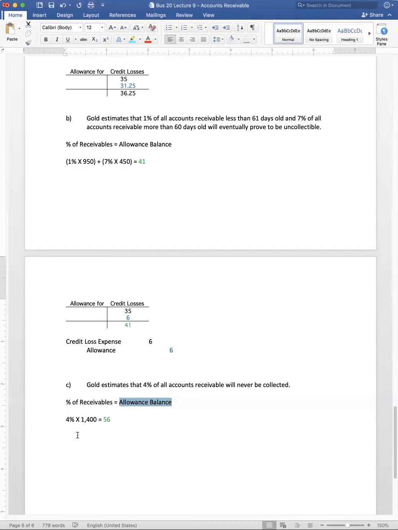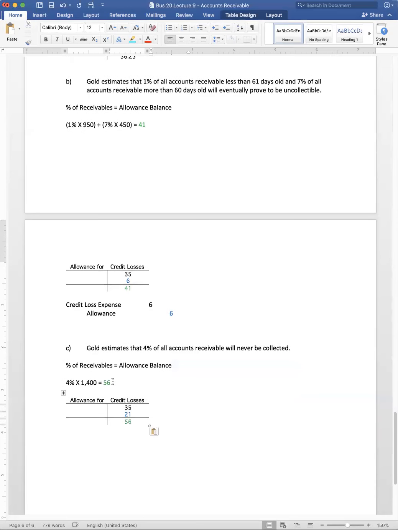Okay, so let's look at the allowance T account. We know that there's $35 in there before we do anything, and we've calculated that the allowance balance is $56. So that means that we need $21 in our journal entry to adjust. So our journal entry is going to credit the allowance for 21, and the debit will go to credit loss expense.